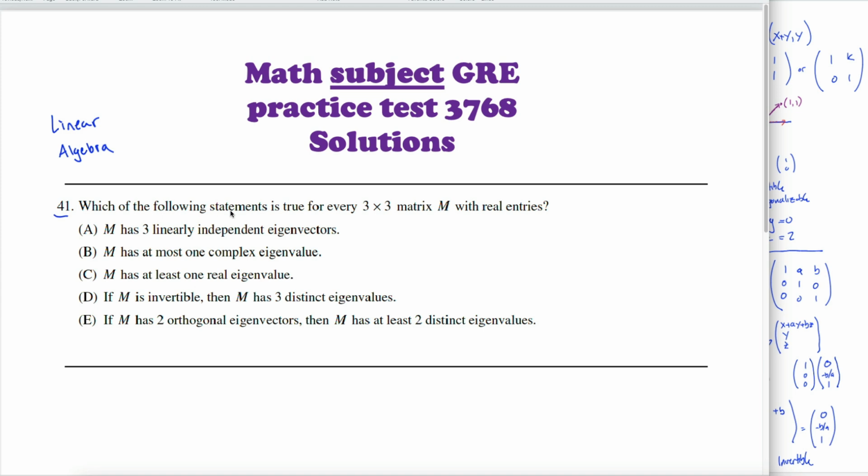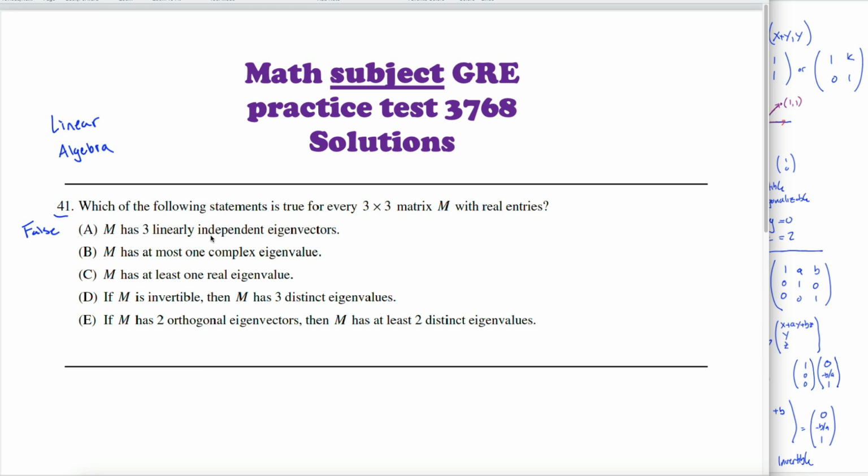questions. So what we're asked is which of the following statements is true for every 3x3 matrix with real entries. First one, the matrix has 3 linearly independent eigenvectors. That is absolutely not true. So the way I think about eigenvectors is they're vectors that don't get knocked off their span when you apply the transformation. In other words, they're vectors that the matrix just scales. The factor by which they scale is what's called the eigenvalue.